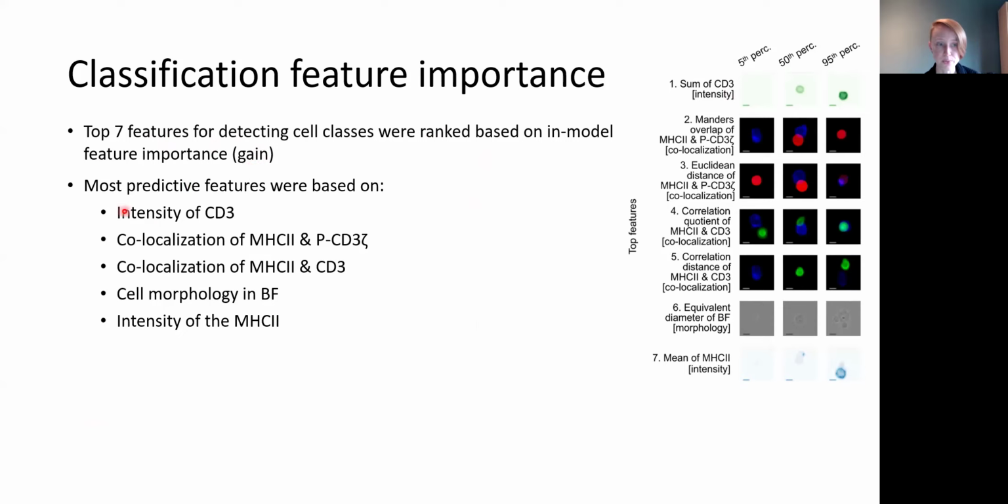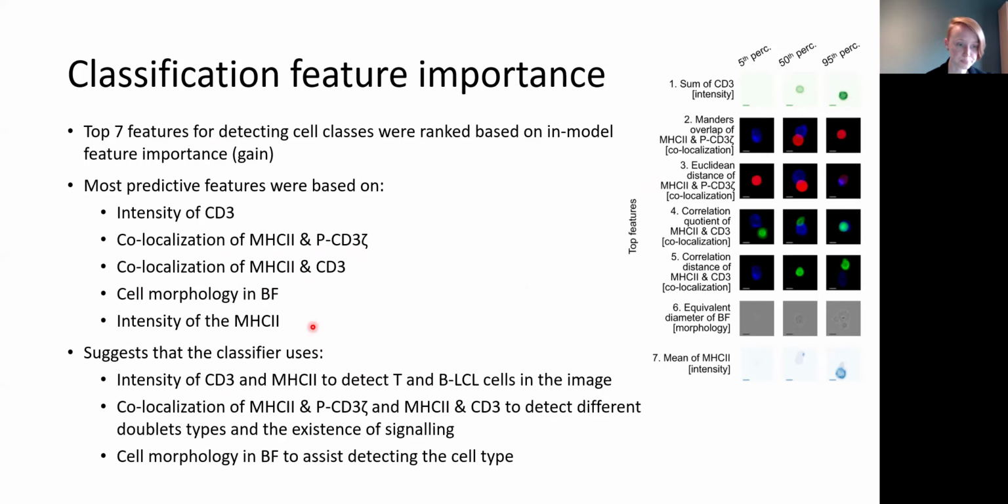These were based on essentially the intensity of CD3, which is pretty much marking our T cells, the co-localization of the different markers, so MHC2 and p-CD3 zeta, the co-localization of MHC2 and CD3, which should in theory be where the B and the T cells are meeting. The cell morphology in the bright field, and also the intensity of MHC2.